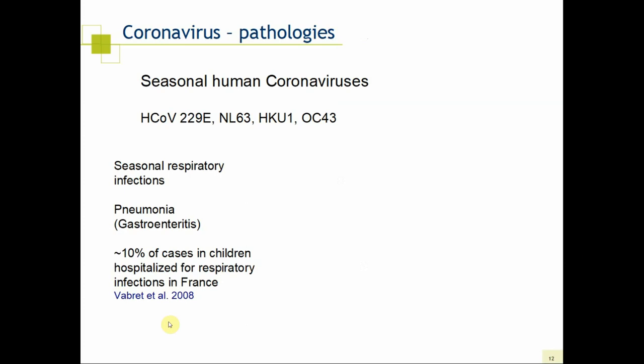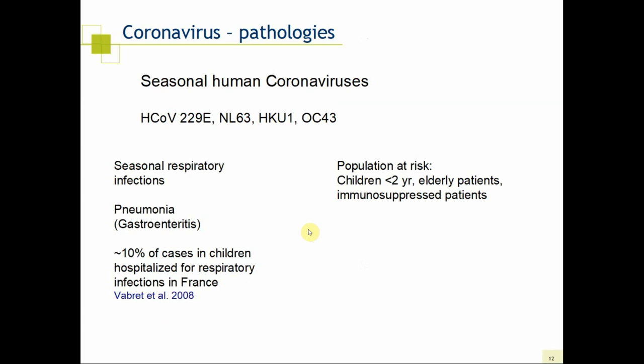So in fact, if you look at children in France who are hospitalized for respiratory infections, about 10% of these children will have been infected by human coronaviruses. So they're not entirely harmless, okay? These guys have some kind of pathogenic potential. Now, there's not so much information about pathology in kind of community transmission because people aren't really that sick.